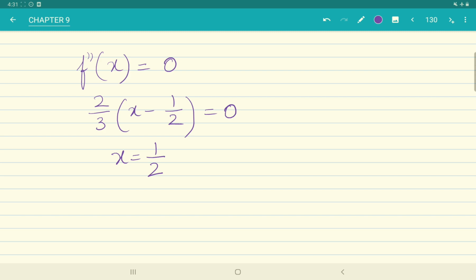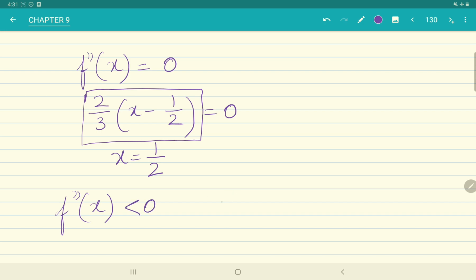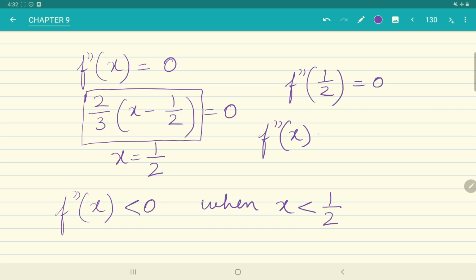To check whether it is indeed an inflection point, we have to look at the fact that f double prime x should change sign at x equal to 1 by 2. So this is my f double prime x. I see that f double prime x is less than 0 when x is less than half. Also, I know that f double prime 1 by 2 is equal to 0, and if I look at f double prime x when x is more than 1 by 2, then f double prime x is greater than 0.